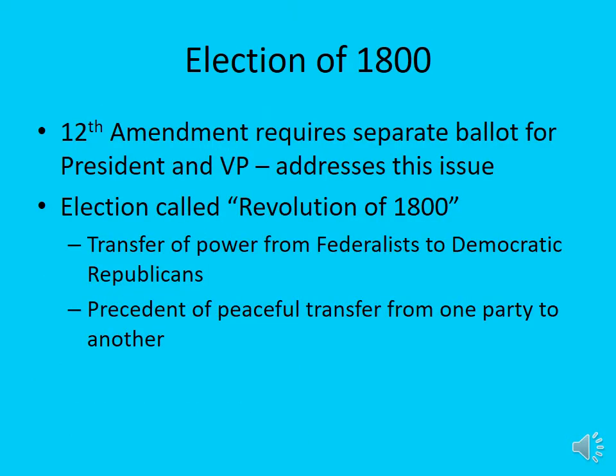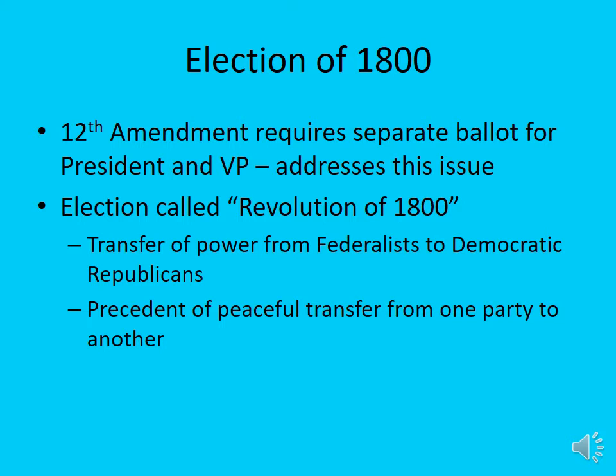So after the election of 1800, the 12th Amendment requires separate ballots for president and vice president, and it addresses this issue. The election is nicknamed the Revolution of 1800, and we do see a transfer of power because the Federalists are no longer in control, and now the Democratic Republicans start to take control of the presidency with Thomas Jefferson, and Congress.